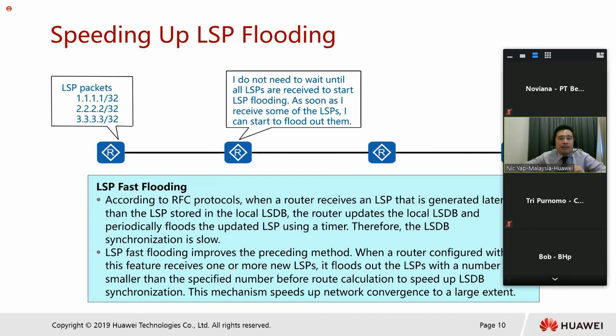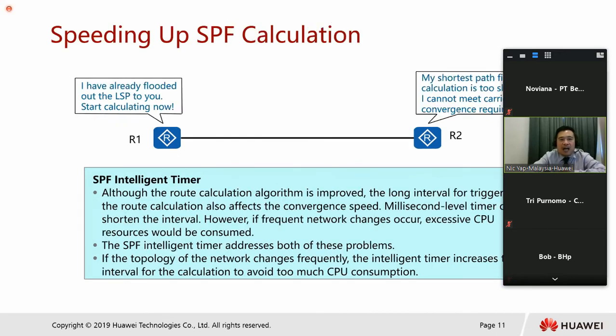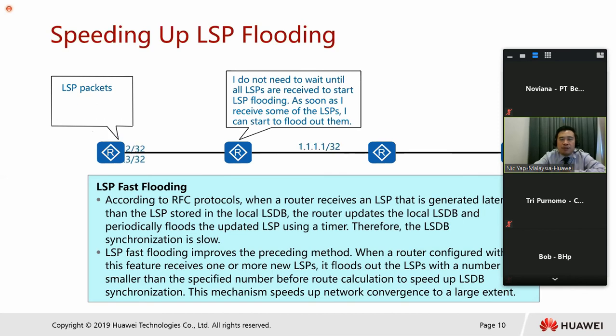And speeding up the LSP flooding. How are you going to flood the LSP fastest? LSP packet 1, 2, 3. I do not need to wait until all the LSPs are received to start LSP flooding. As soon as I receive some of the LSPs, I can flood them out. So immediately when I receive, I forward. I do not need to wait for the messages to be combined and everything fully exchanged before I send. This provides fast flooding in IS-IS.